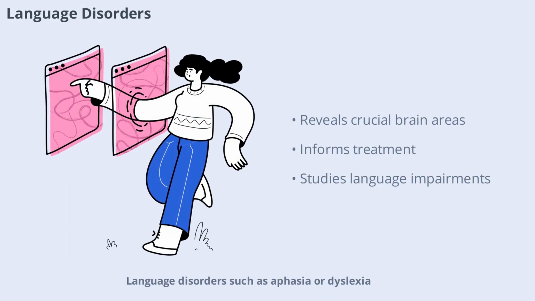Language disorders, such as aphasia or dyslexia, provide important insights into language processing. By studying individuals with language impairments, researchers can identify which brain areas and processes are crucial for normal language use. This research informs diagnosis, treatment, and rehabilitation strategies for people with language difficulties.